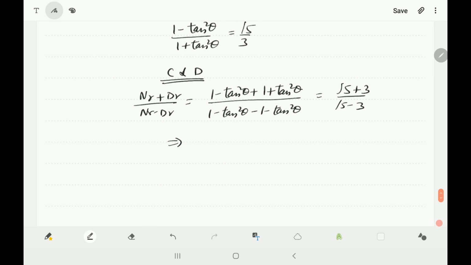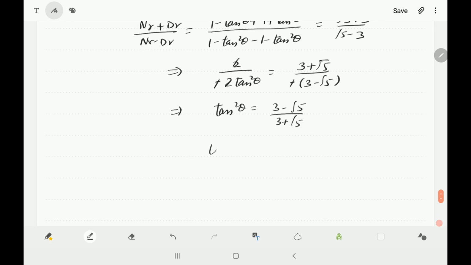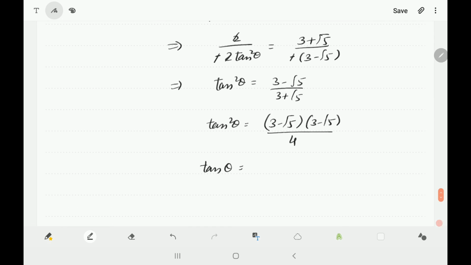So we will have now this term tan square theta and tan square theta will cancel out in numerator. You will have 2 divided by minus 2 tan square theta is equal to 3 plus root 5 divided by 3 minus root 5 if you take negative common. So this negative will cancel out with this term, 2 will cancel out with 2. So you will have tan square theta is equal to 3 minus root 5 divided by 3 plus root 5. Now can I rationalize this term and write this term as 3 minus root 5 into 3 minus root 5, and in the denominator we will have 9 minus 5 which will give us 4. So we will have tan theta value is equal to plus minus 3 minus root 5 divided by 2.